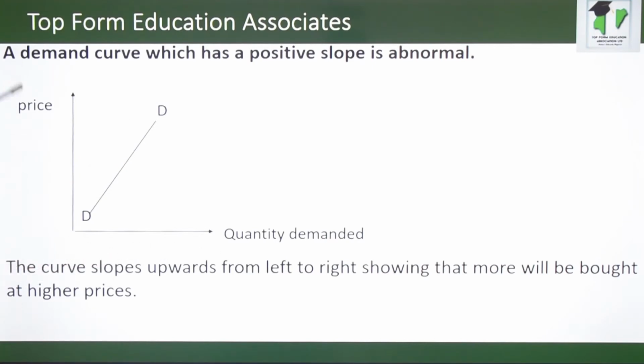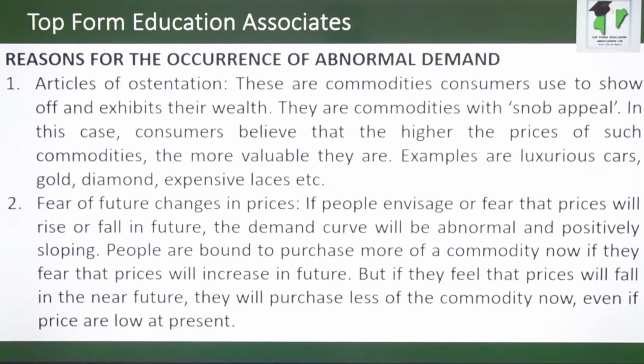You can see this is the price, this is quantity demanded. Anytime you see something like this, it is an abnormal demand curve. The demand curve here slopes upwards from left to the right, showing that more will be bought at higher prices. Normally, as price increases, quantity demanded decreases. But in this case, we can see that as price increases, quantity demanded increases, making it abnormal.